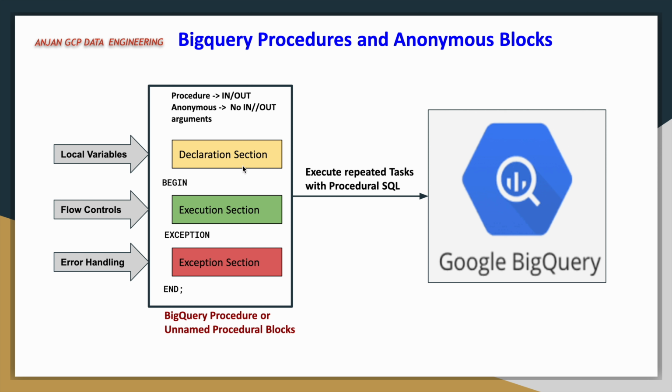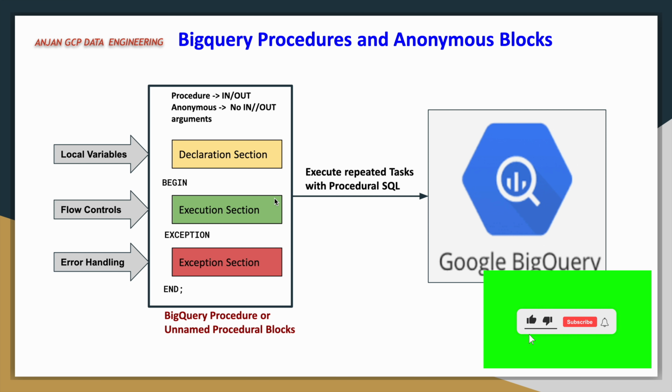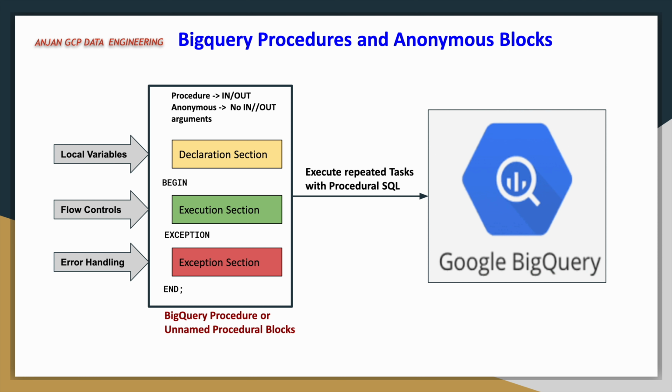Then we'll try to understand why we need procedures and anonymous blocks in BigQuery. In a practical scenario, for example, let's say there is a use case where you have to execute a set of SQL statements in sequence, and also execute those SQL statements based on some condition, and also in iterative mode, that means in loops. In such a case, you have to use anonymous blocks or stored procedures. So now you know the use case.